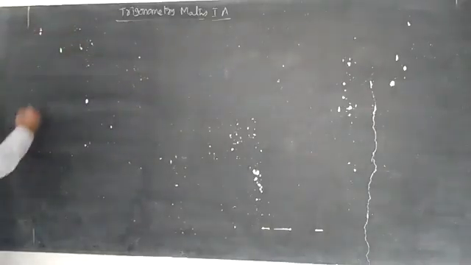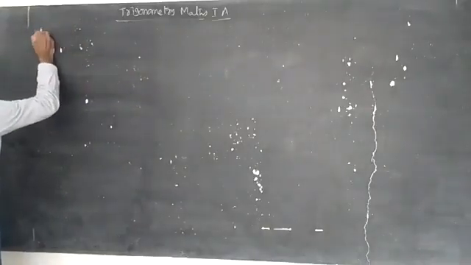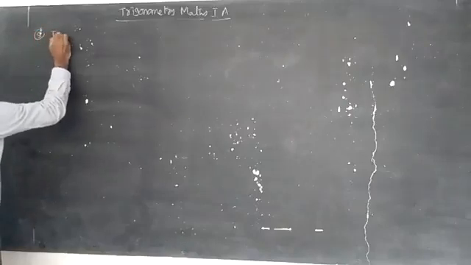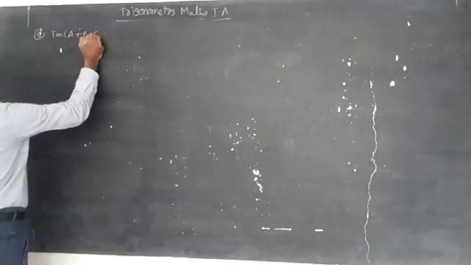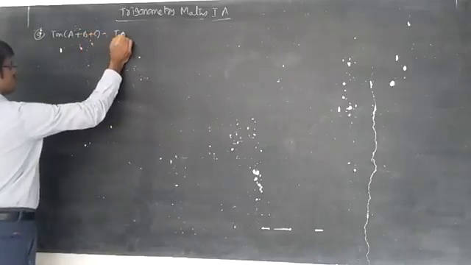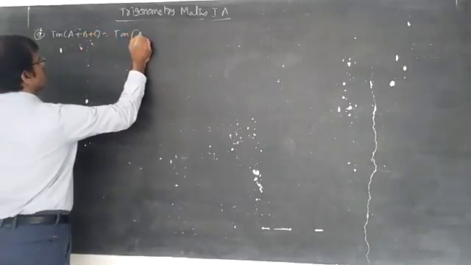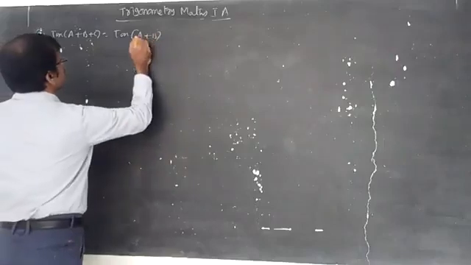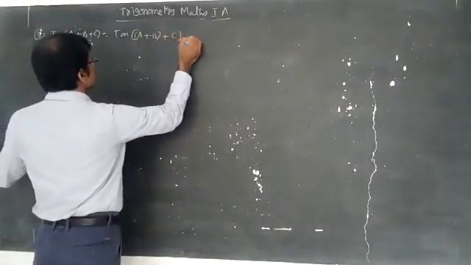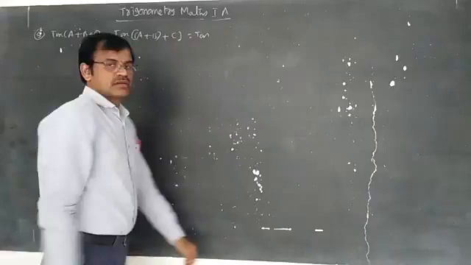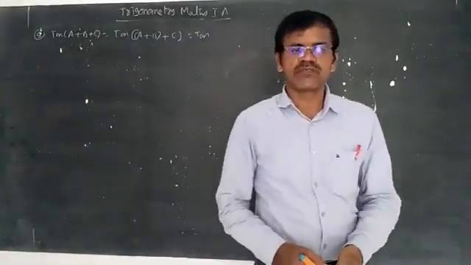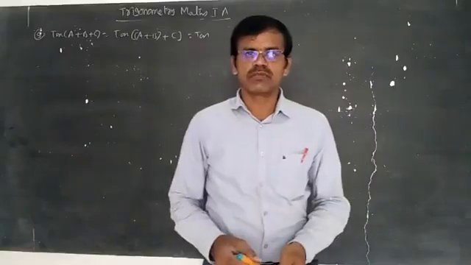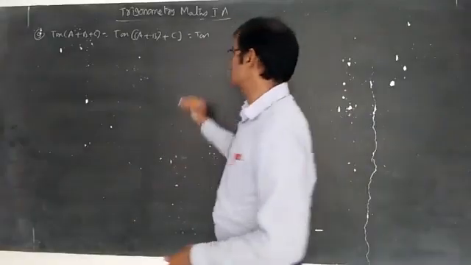Tan of a plus b plus c, this is the fifth part. Consider this one as tan of a plus b plus c. Tan of first one you take as a and second one you take as b. Tan of a plus b formula: tan a plus tan b by 1 minus tan a into tan b.